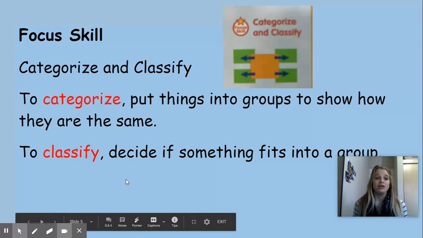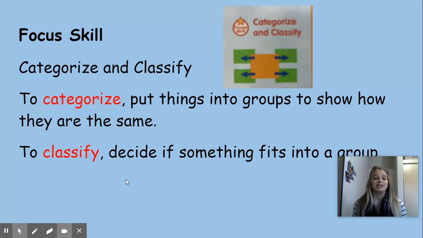All right, so your focus skill for this unit is categorize and classify. So to categorize, we put things into groups to show how they are the same. And then to classify, we decide if something fits into a group. So categorizing and classifying helps you put information into groups, all right? It also makes things easier to see or understand when you categorize and classify.